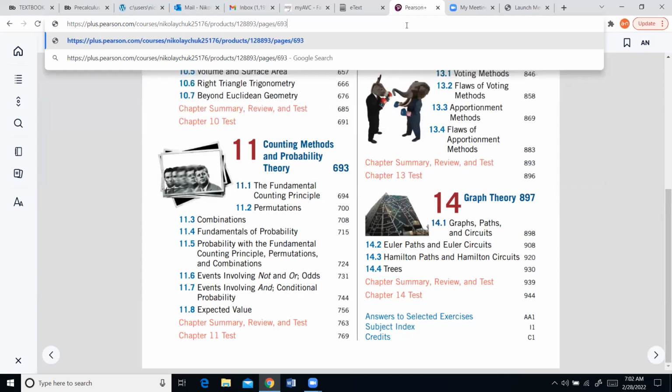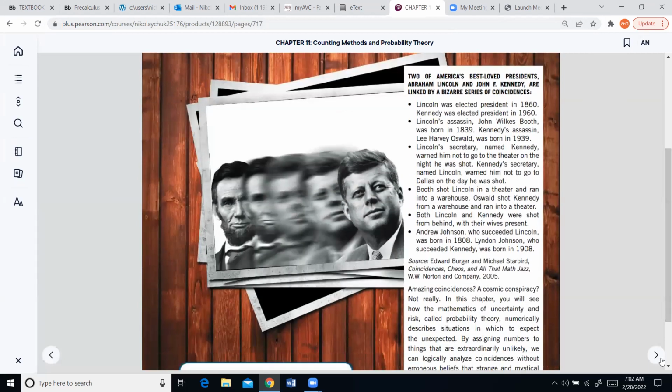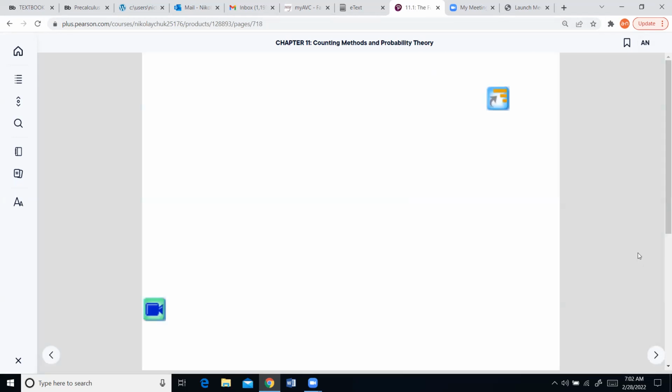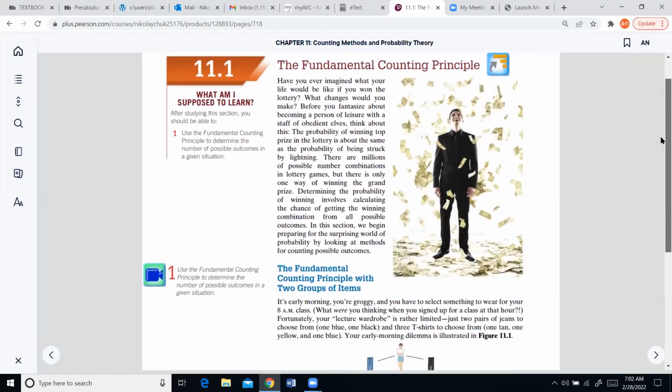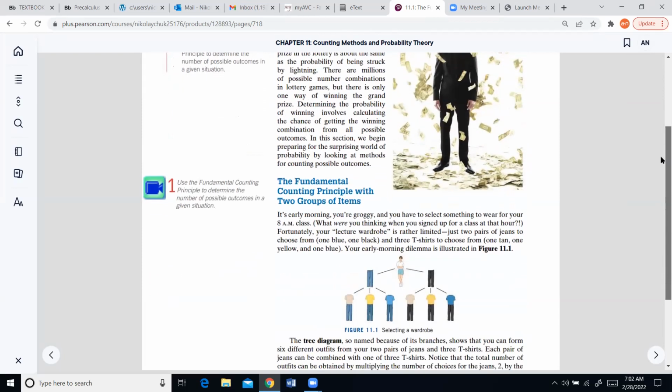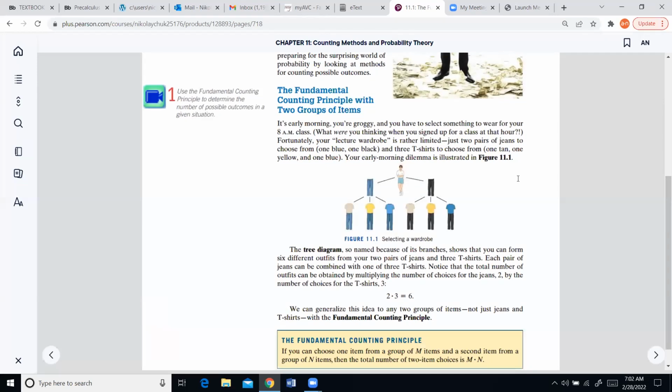Actually, this story of chapter 12 is very different compared to the other things that we have already been learning in this class. And this deals with the so-called counting principle. And I think the good idea is to look at the so-called tree diagram that is nicely shown here in the example and figure 11.1.